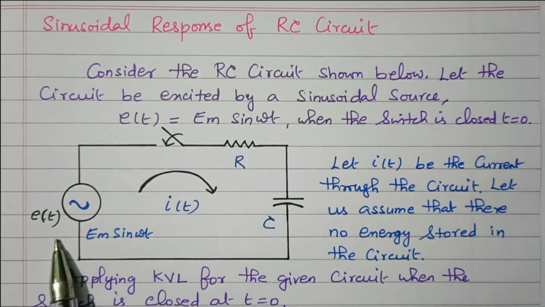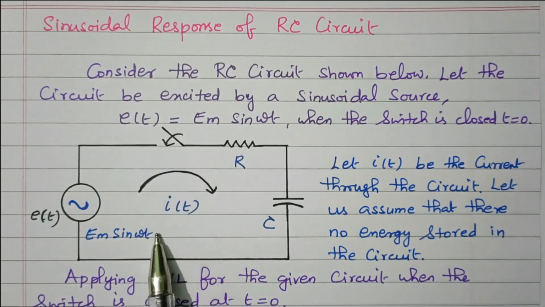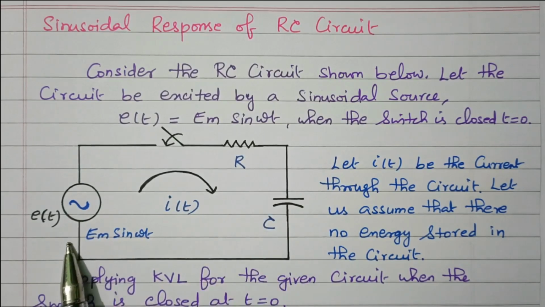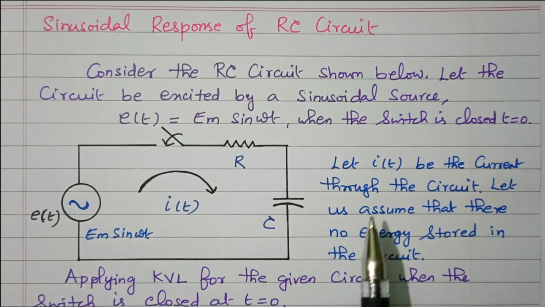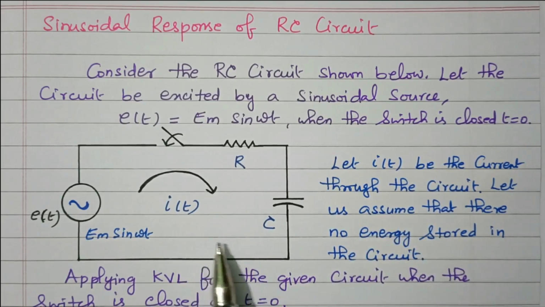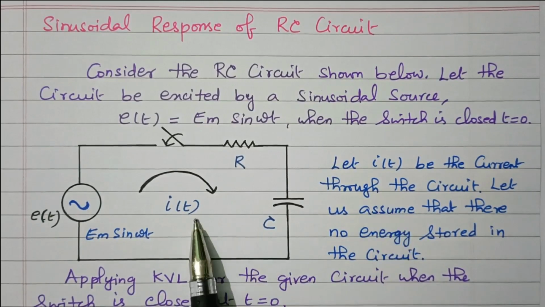The voltage applied is the sine wave, sinusoidal source E of t, that is equal to Em sin omega t. At t equal to 0, the switch is closed. We need to see the response of this RC circuit based on the sine wave Em sin omega t. Let I of t be the current through the circuit. Let us assume that there is no energy stored in the circuit. So before closing the switch, there is no energy stored, right? And I of t is the current flowing through the circuit.